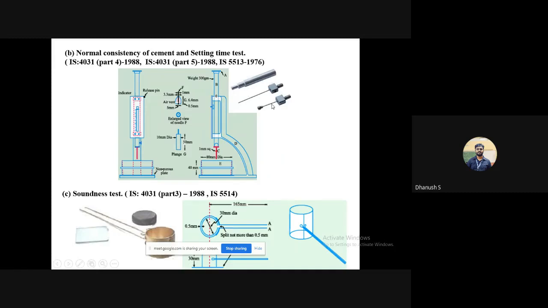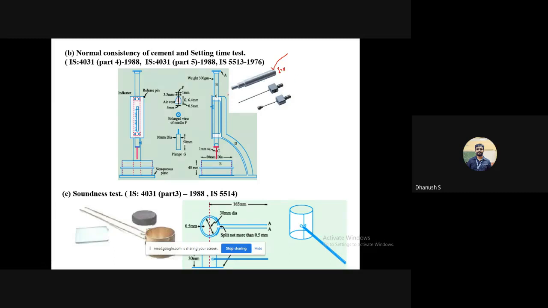Like I told you, we use the same equipment for different purposes. The first needle on top that you see, this needle with a larger diameter, is the needle that we use to perform the normal consistency or the standard consistency test. The other 2 needles are to perform the initial setting time and final setting time. These 2 smaller ones we'll deal with in a little while. For now, we'll deal with only the larger one. This has a diameter of 10 mm.